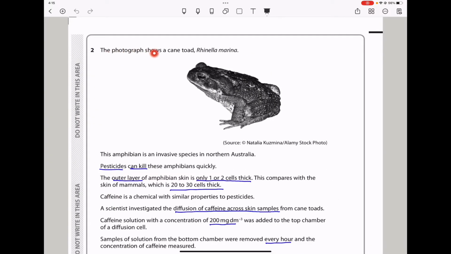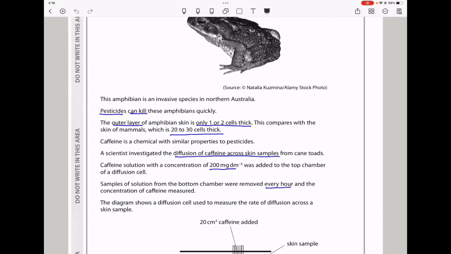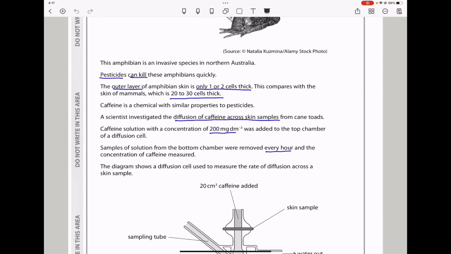Question 2, the photograph shows a cane toad, Rhinella marina, which is the toad here. This amphibian is an invasive species in northern Australia. Pesticides can kill these amphibians quickly. The outer layer of amphibian skin is only 1 or 2 cells thick. This compares with the skin of mammals, which is 20 to 30 cells thick. Caffeine is a chemical with similar properties to pesticides.